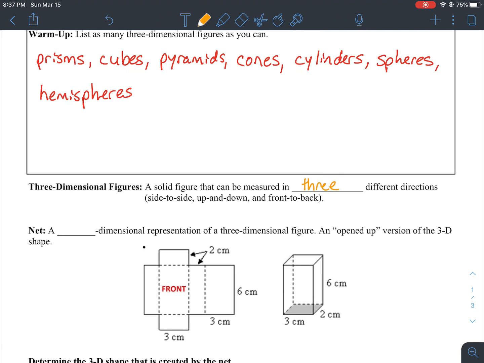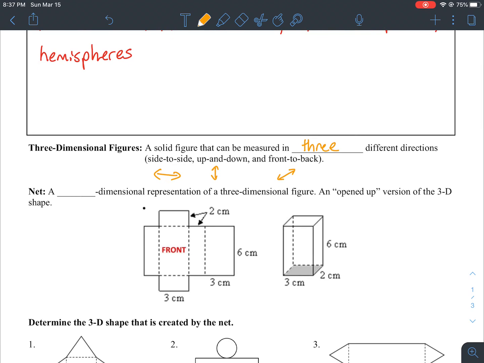Last unit, when we were learning about area, we learned about a base, which was typically side to side, and a height, which was typically up and down. But something that two-dimensional shapes didn't have that three-dimensionals do is that third direction, which in this case is going to be front to back, which will kind of dictate more so on an angle when looking at images of three-dimensional figures.